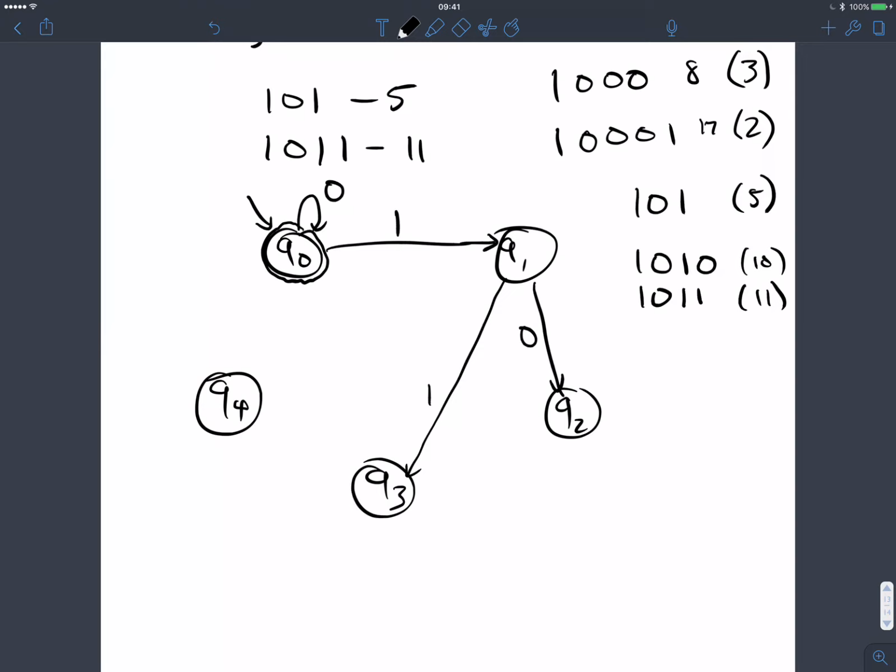Okay? Q2, where do I go on 0? Q4. Because 2, when I read a 0, I multiply the number by 2, which means the current remainder now is 4. Okay, so I'm going to go over here. Q2 on 1. Can you tell where I'm going to go? Q0. Good.